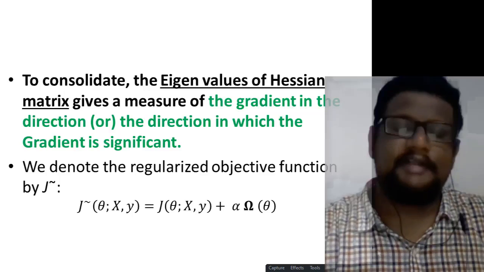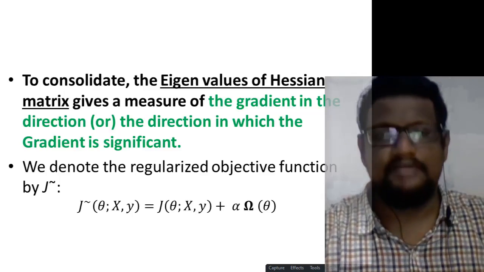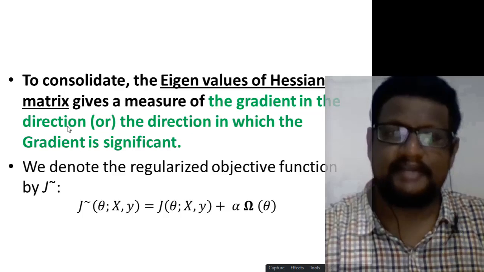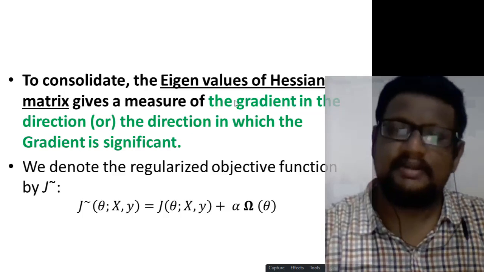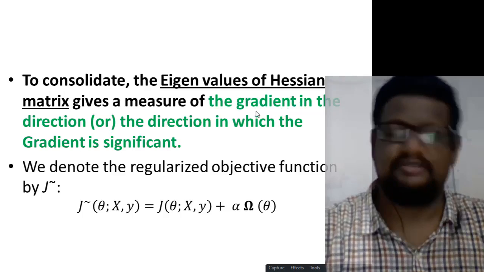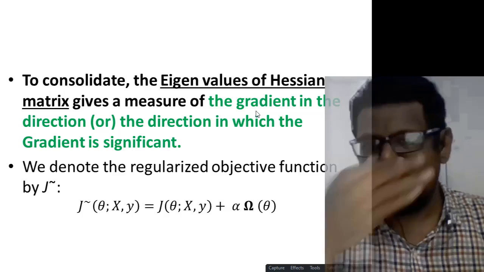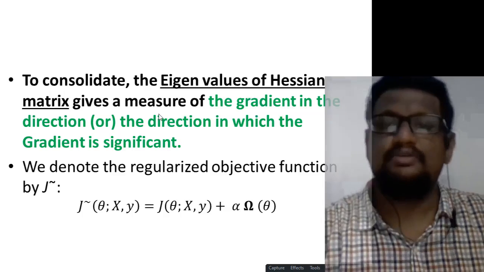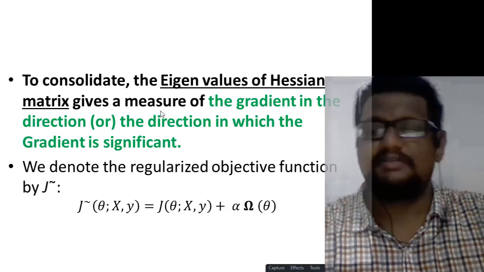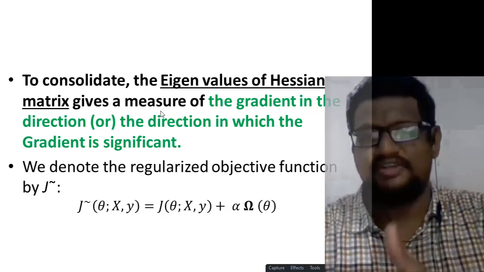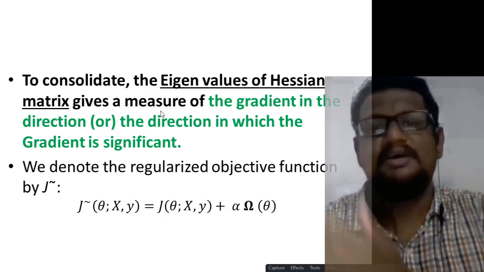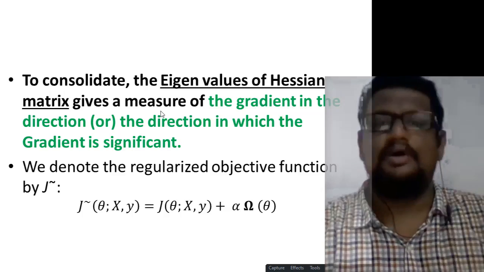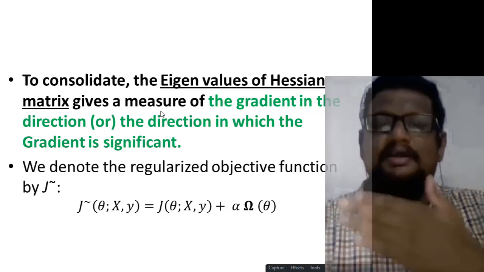I would say this is a takeaway of the discussion that we have done so far. That is, to consolidate, the eigenvalues of the Hessian matrix give a measure of the gradient in the direction. So what is meant by gradient? Gradient is nothing but the rate of change of error with respect to weights. So when the weights are changing in an artificial neural network, the error should be reduced. That is the ultimate objective. So the eigenvalues of the Hessian matrix give the significant directions in which the weights are changing with respect to errors. If the eigenvalues are not significant, that particular weight parameter can be neglected. That is the ultimate objective we are going to disclose at the end of the derivation of the regularization parameter.